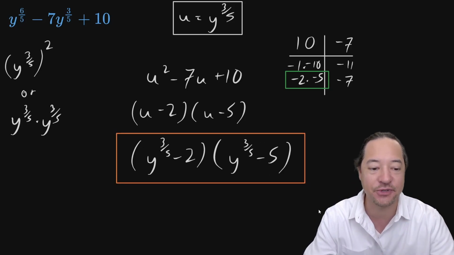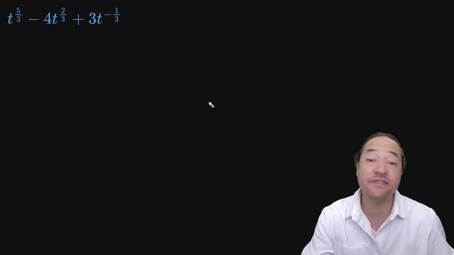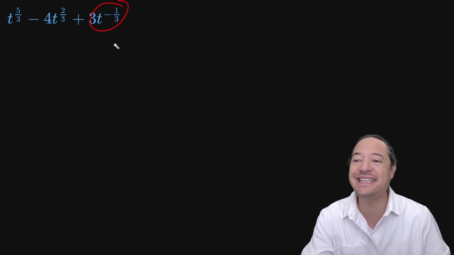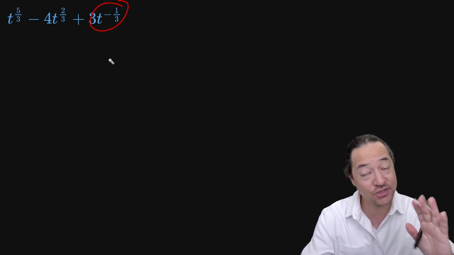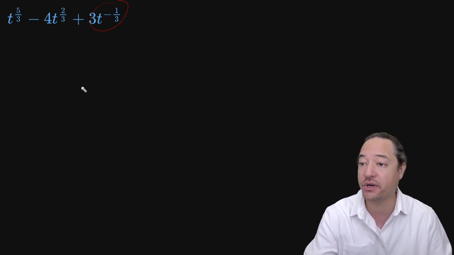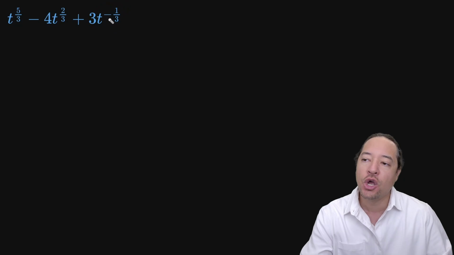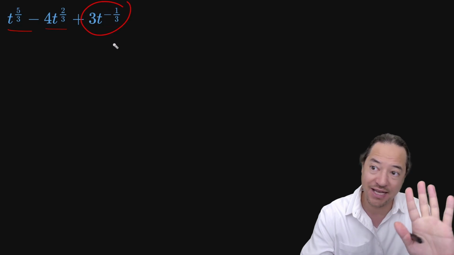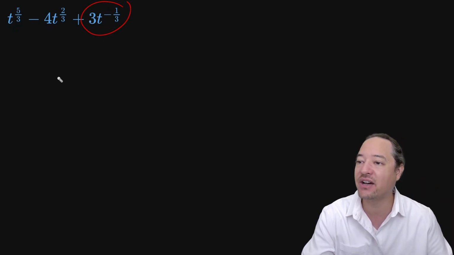Let's do another example. Now for our final example here, the smallest exponent is going to be this t to the -1/3, okay? So it's a little bit strange. It's a negative power here, but we can deal with that. We want to try and factor that out of all three terms, okay? Factoring it out of this last term will just give us a 1, so that one's easy.